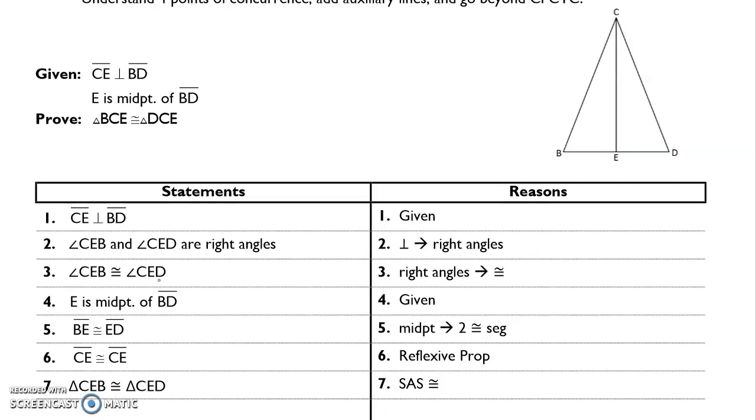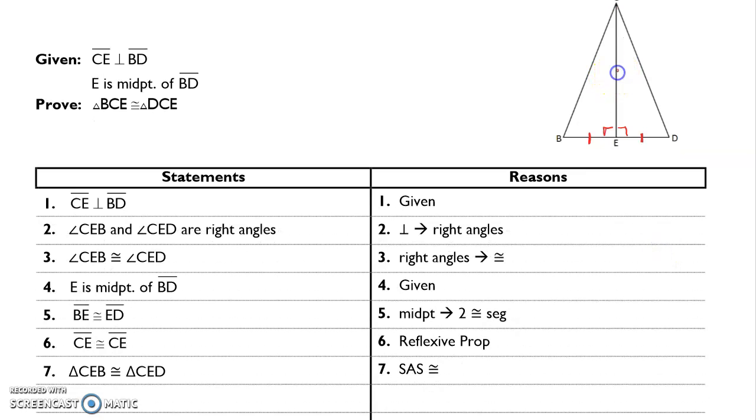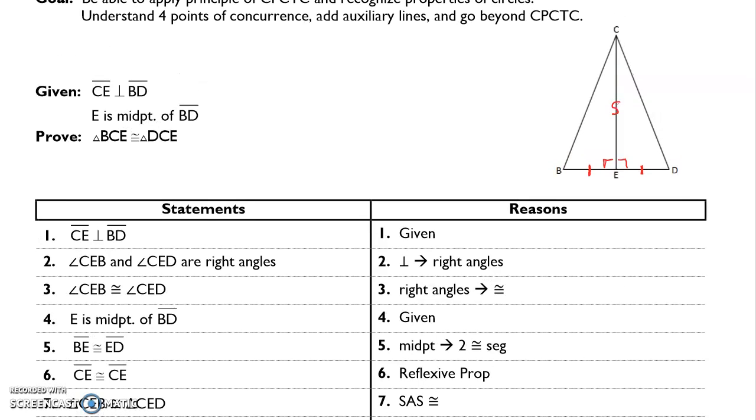So if I mark in my diagram what I know are congruent, I knew that angle CEB and angle CED were right angles, therefore congruent. We knew that segment BE was congruent to segment ED because E was a midpoint. And then we had the reflexive property here. Those are the three pieces of information that allowed us to conclude that these two triangles were congruent.